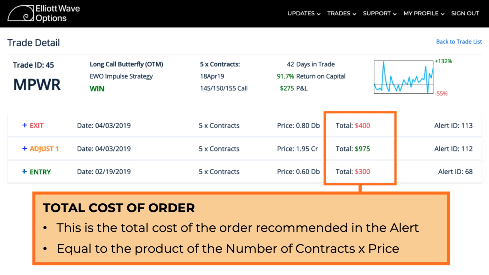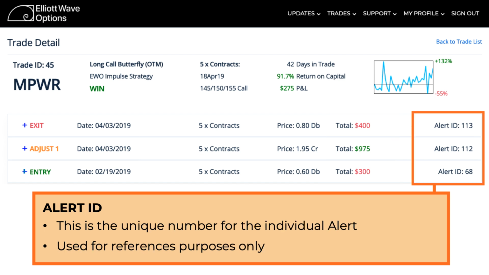The total cost of the order is the total cost of the order recommended in the alert, equal to the product of the number of contracts times that price. So you actually see the total amount at risk in the trade. The alert ID is the unique number for the individual alert, and this is really used for reference purposes only.